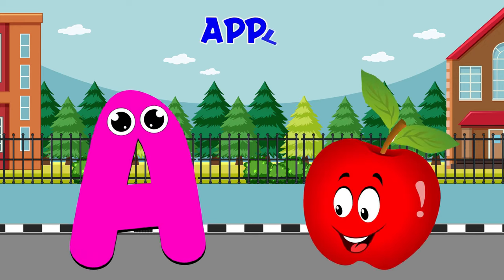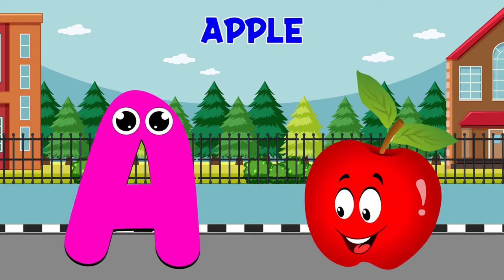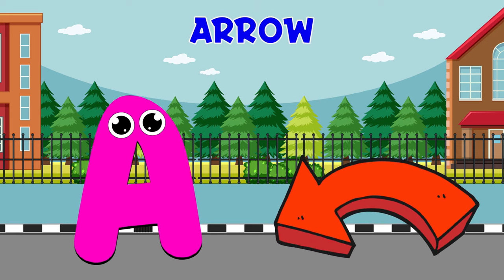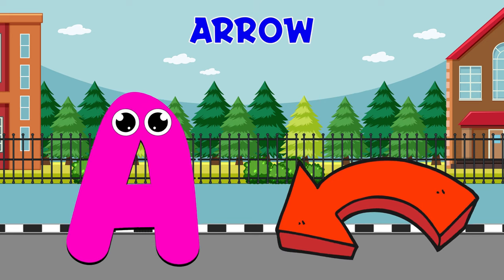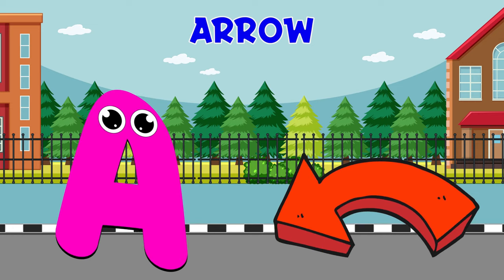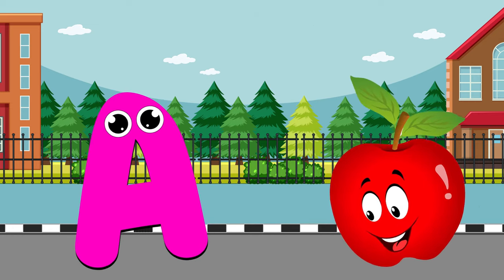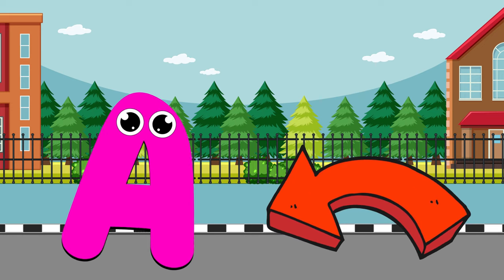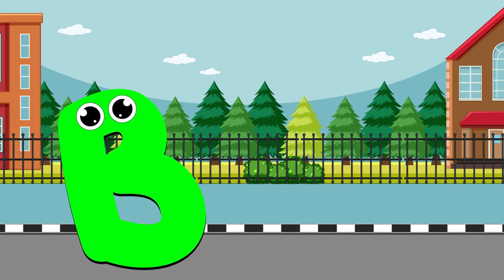A is for apple. A is for arrow. A is for apple. A is for arrow. B is for ball.